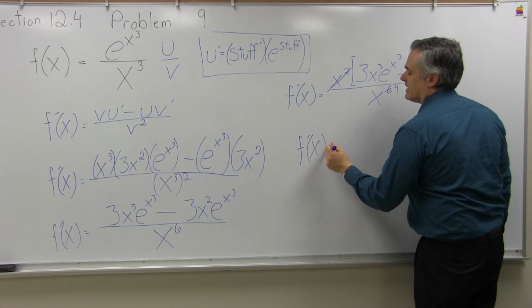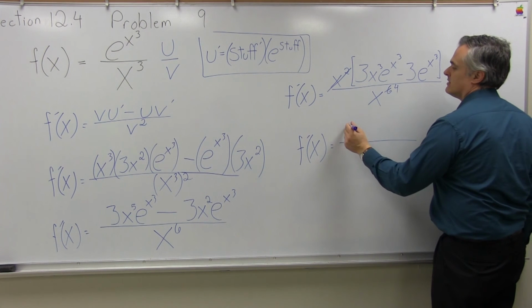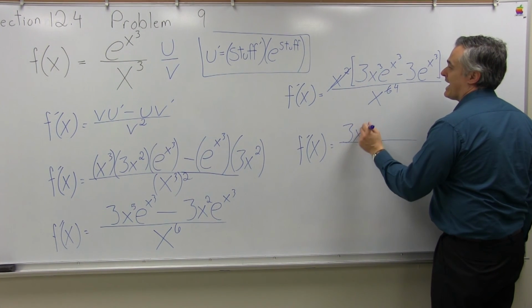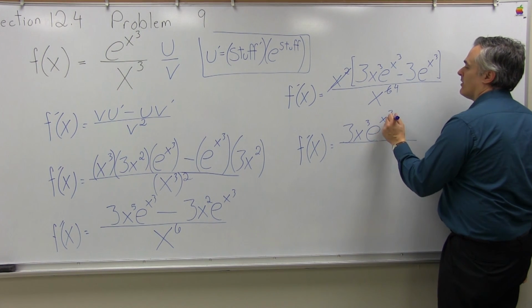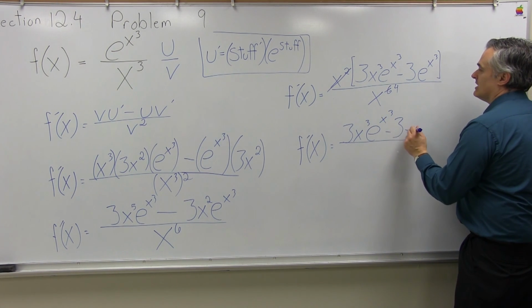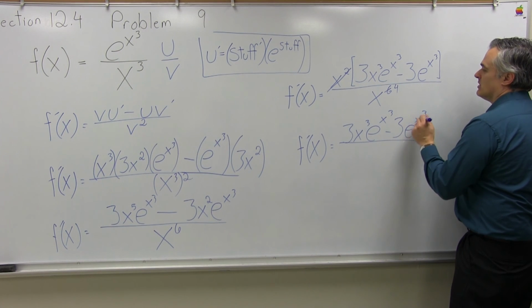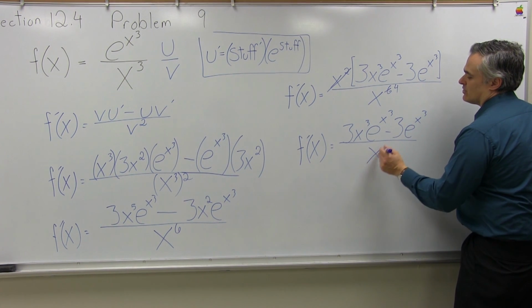So f prime of x equals 3x cubed e to the x cubed power minus 3e to the x cubed over x to the fourth.